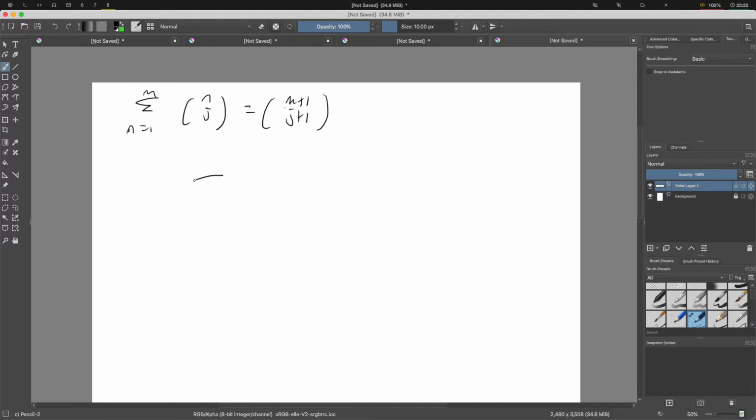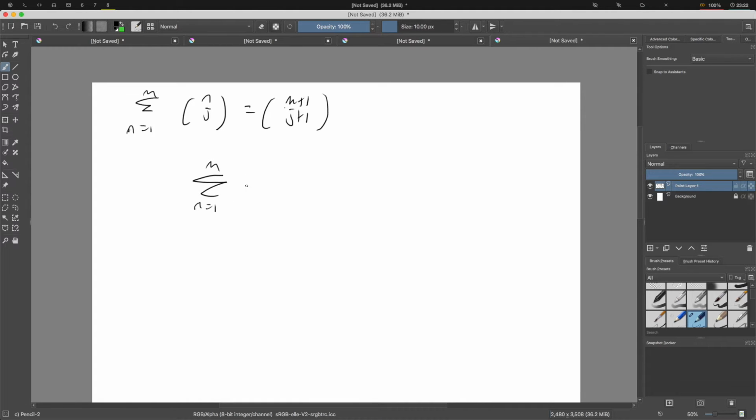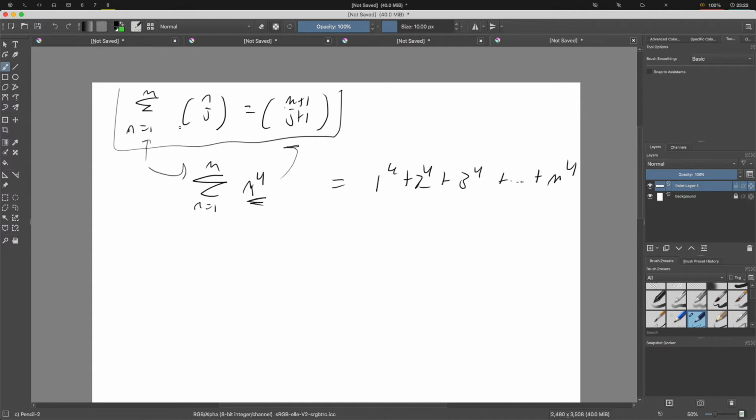So we want to find a formula for something that looks like this. This is a very typical sort of sum. For example, this just looks like 1 to the 4th plus 2 to the 4th plus 3 to the 4th, and so on until m to the 4th. We have a formula like this in mind, and we want to somehow transform this into this. This summation term here is the same as here.